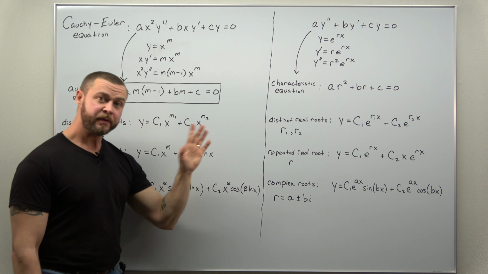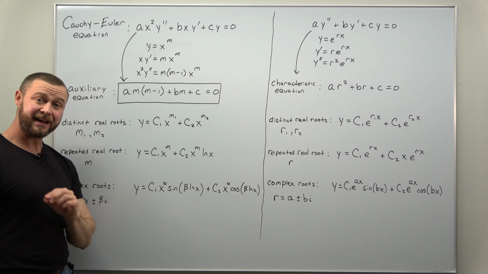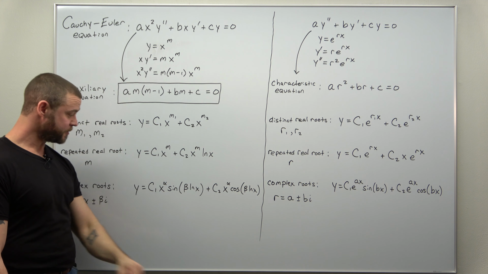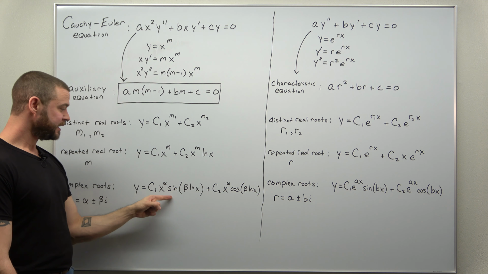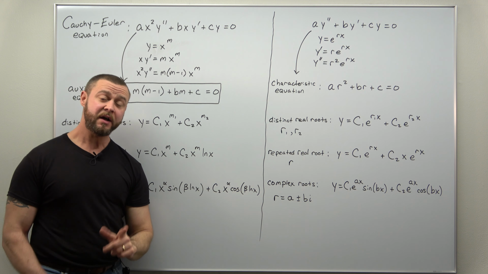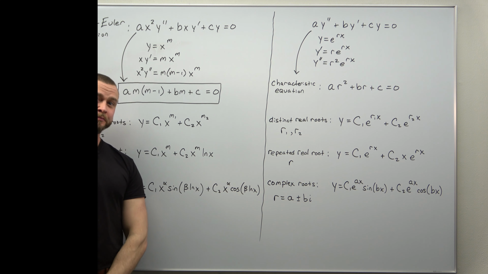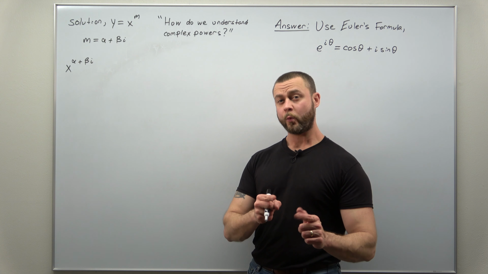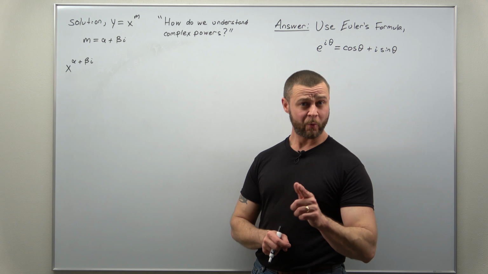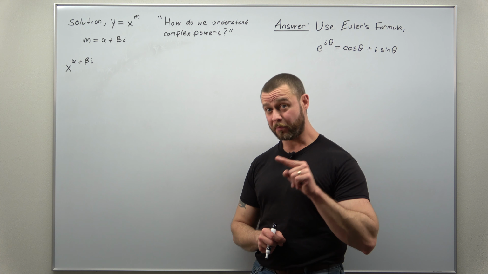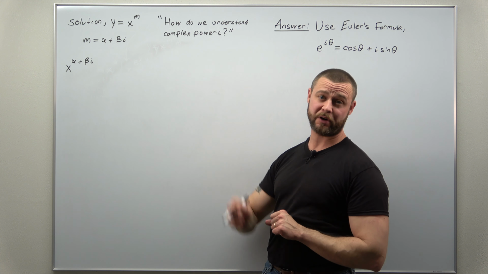There's a lot of parallels, but enough subtle changes. So let's go ahead and get to the first major change, why there's beta natural log of x inside of the sine and cosine terms. And to do that, we're going to use Euler's formula. We're now ready to answer a fundamental question in mathematics, one that you probably never answered before this, which is, how do you understand complex powers?